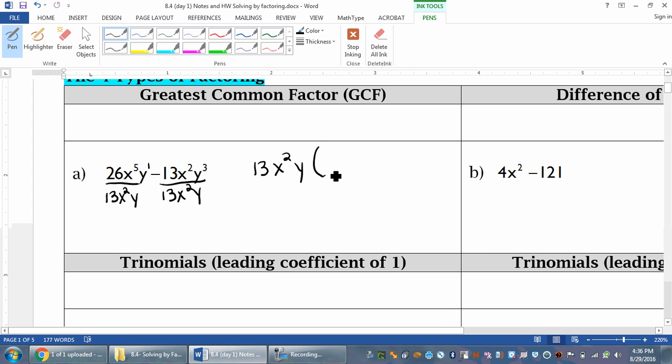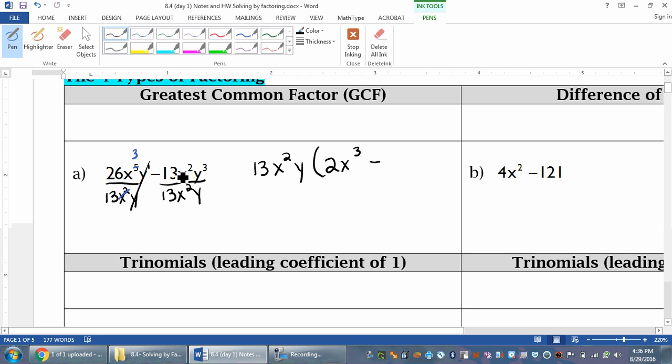Now, to figure out my leftovers, we divide. 26 divided by 13 is 2. X to the fifth divided by x squared. Remember, we subtract our exponents. The numerator has 3 more x's because I do 5 minus 2, so it turns to a 3, x cubed. And lastly, look, there's a tie with the y, so there's no more y's left.